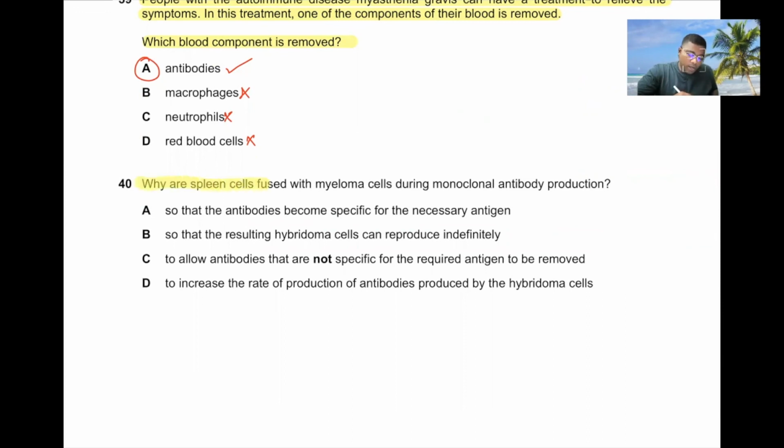Question number 40. Why are spleen cells fused with myeloma cells during monoclonal antibody production? So that the antibodies become specific for the necessary antigen? Well, no. All right. The spleen cells are fused with myeloma cells so that they can divide indefinitely, so that the resulting hybridoma cells can reproduce indefinitely. Yes, that is the correct answer.